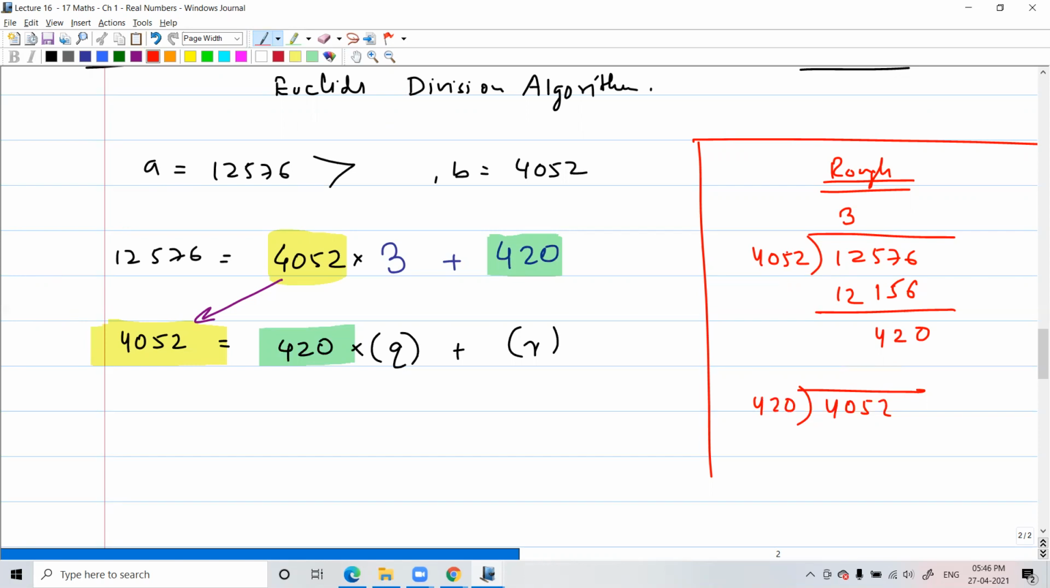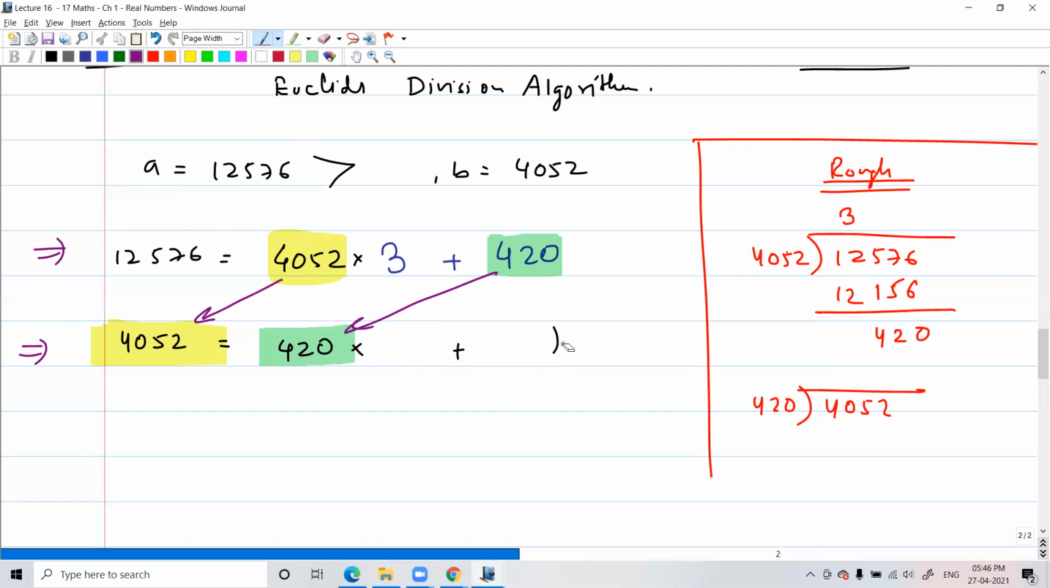And if you use this Euclid's division algorithm, you will be able to find the HCF of two numbers like this, A and B. All you need to do is remember how to follow the steps. In first step, A and B were given already, so you did this representation. In step 2, divisor becomes the dividend and the remainder becomes the divisor.